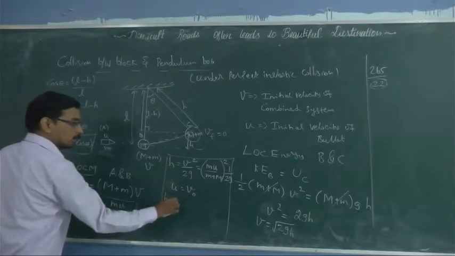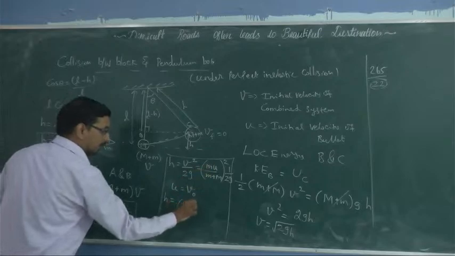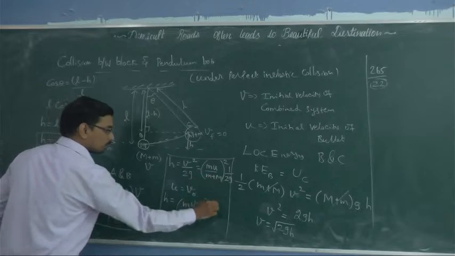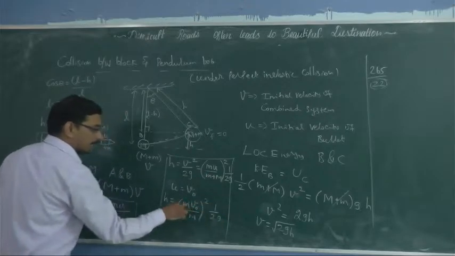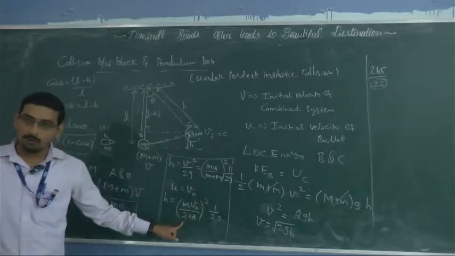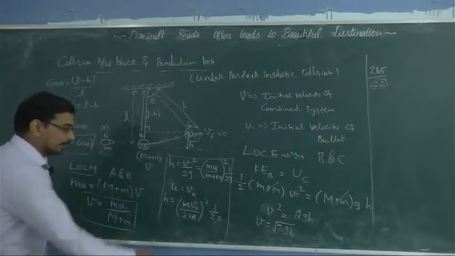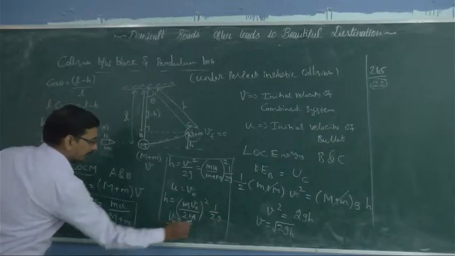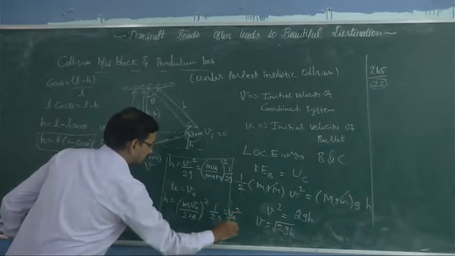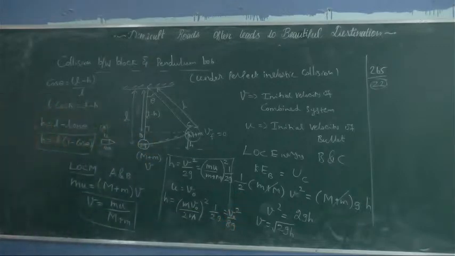So h is equal to (m v naught by (m plus m), which is nothing but 2m) the whole square, into 1 by 2g. After cancelling m, what answer will come? V naught square by 4 into 1 by 2g. Answer: V naught square by 8g. So question number 22, page number 265, answer A. Direct substitution.